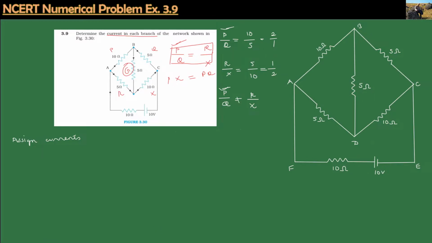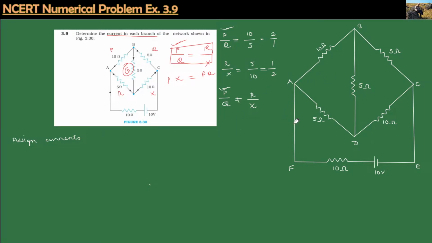So the first thing before solving this particular numerical problem is that you need to mark off the junction points. Over here, let us mark the junction points of the bridge. These will be A, B, C, D, and I have marked this E, and another junction point will be F.